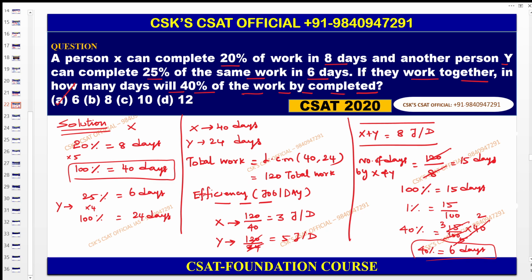Sir, I have a doubt. Can we do it another way, sir? Like X does 100% of the work in 40 days, so 1% of work is 40 upon 100. Similarly Y does 100% in 24 days, so 1% is 24 by 100. So X plus Y together work, we take LCM, 2 by 5 plus 6 by 25. Through that method we can also do, sir. You can do that, Atul.